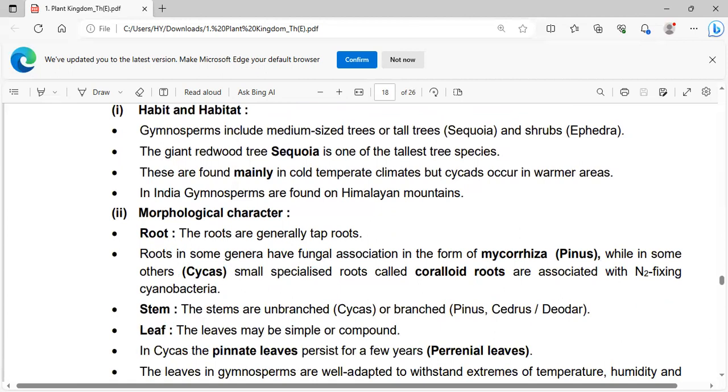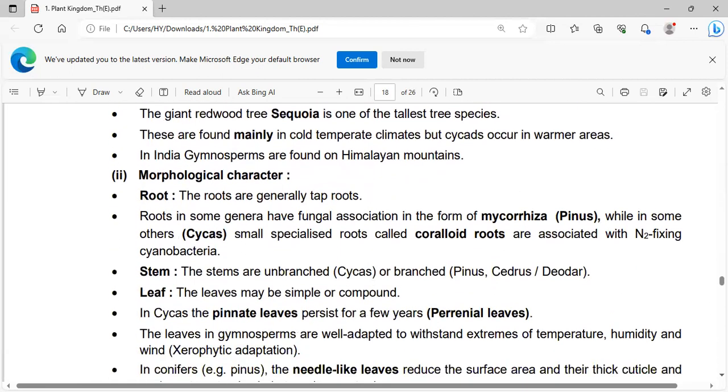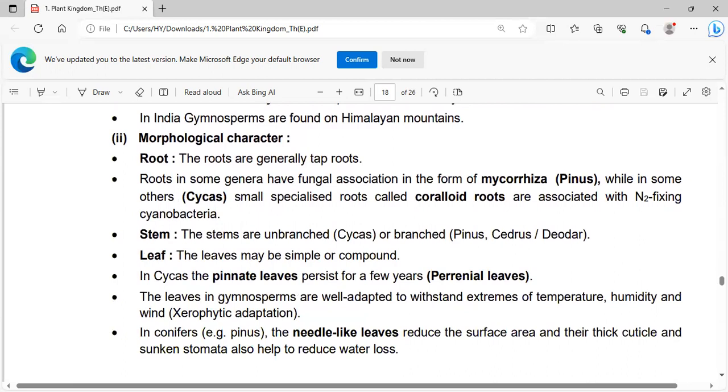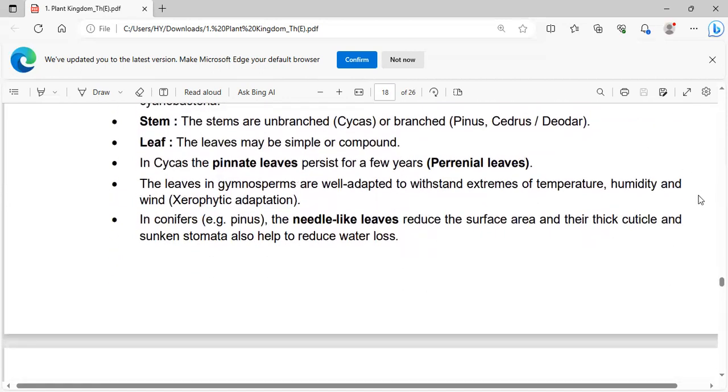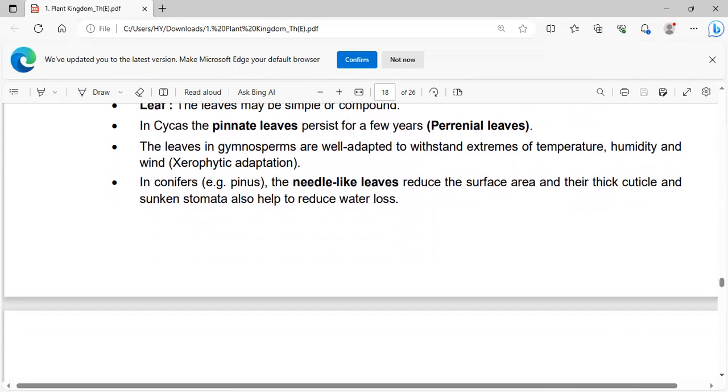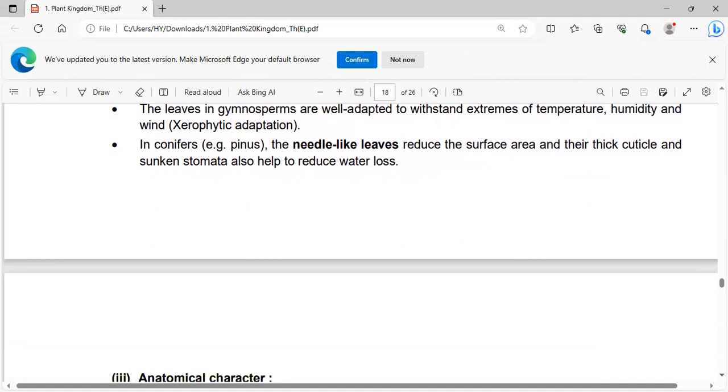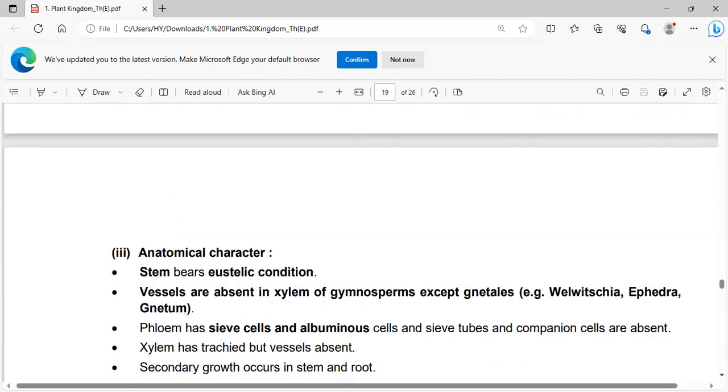Morphological characters: the roots are generally tap roots, and they have coralloid specialized roots which are associated with nitrogen-fixing cyanobacteria. The stem is unbranched in cycas and branched in pinus. The leaves may be simple or compound. The cycas has pinnately compound leaves. The leaves in gymnosperms can withstand extreme temperature and humidity. In conifers, needle-like leaves reduce the surface area, and thick cuticles and sunken stomata prevent water loss.